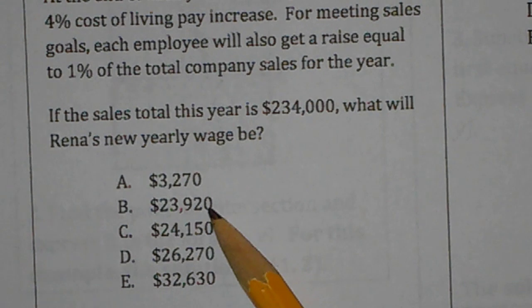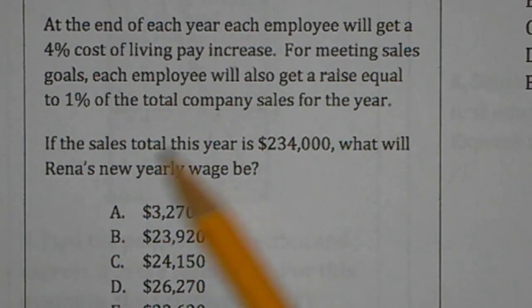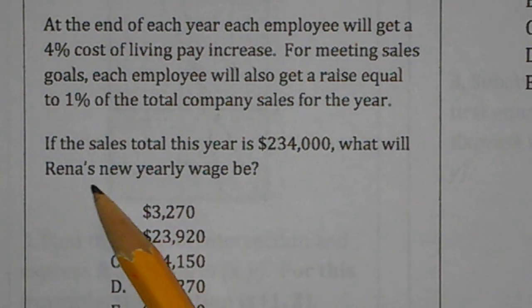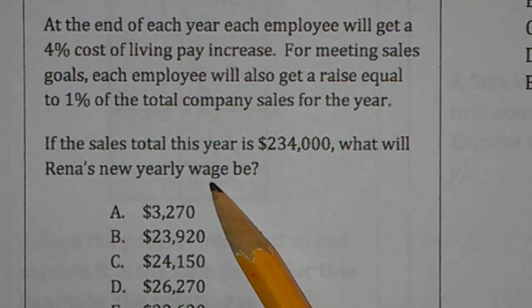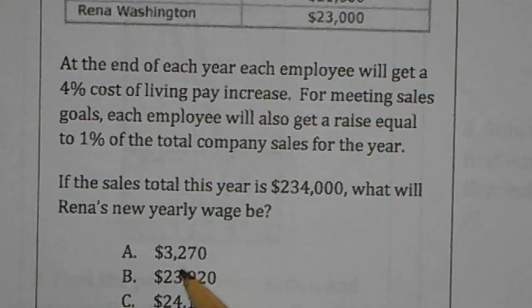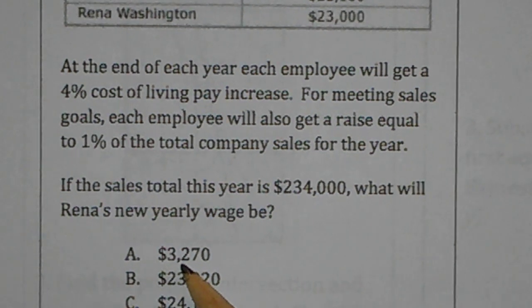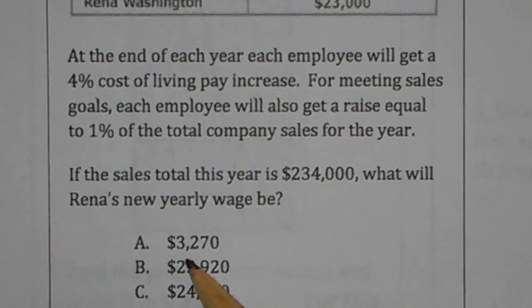Well, these are all big numbers. That's a real small number. What is it asking? What is her new yearly wage? What's her new pay going to be? She's already getting $23,000. Do you think she's going to get $3,000 as her new wage? She'll quit if she's going to get $3,000 as her new wage. So that one's definitely wrong.